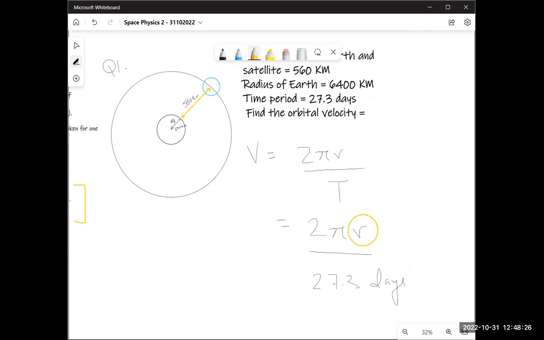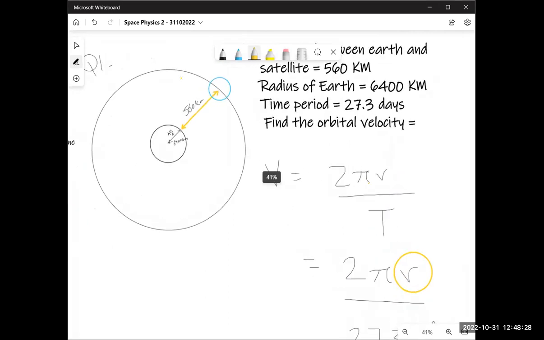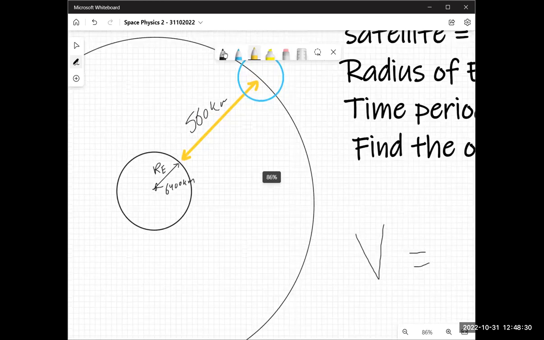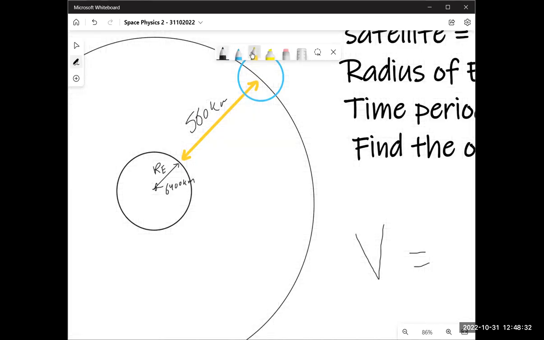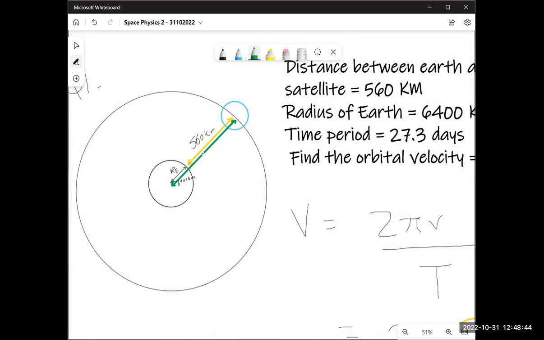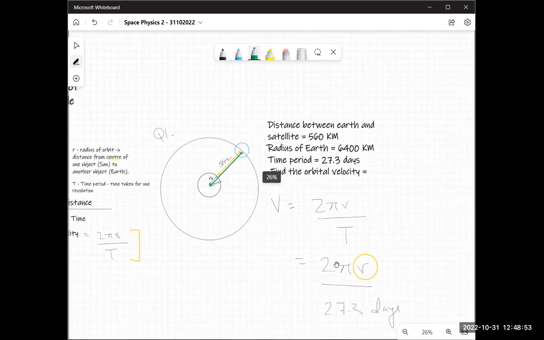560 plus 6,400. Because look, my job is to find the total thing. Ritika, our job is to find the total thing from here. Yes, from here to here, from the center till the orbit. Therefore, they haven't given us the whole thing. They've given it in parts, and our job is to add the parts together, the radius and the distance, to get the radius of the orbit.